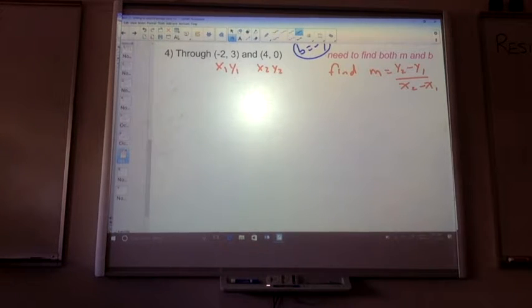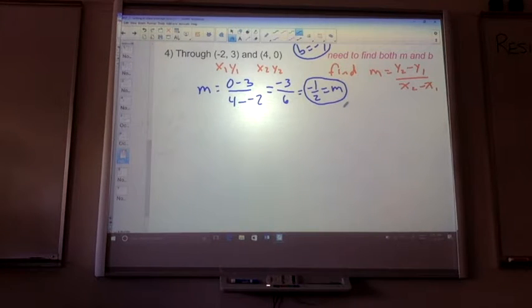All right, let's plug in what we know. So let's find the slope. I have m equals 0 minus 3 over 4 minus 2. 0 minus 3 is -3. 4 minus 2 is 4 plus 2, which is? Okay, so far with this equation, I know m. Agreed? I don't know b, though. I don't know b.